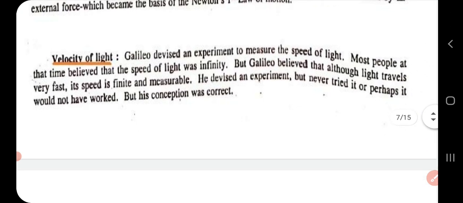Next is the velocity of light. In the early days, it was believed that the speed of light was infinite. But later, Galileo put forward an experiment to measure the speed of light, and he revealed that light travels very fast, but its speed is finite and measurable. So Galileo proposed that even though light travels very fast, its speed is not infinite. That is, its speed is finite and measurable.